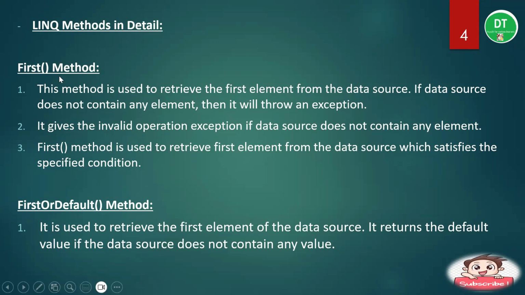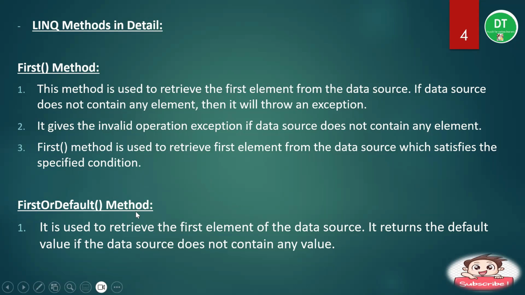So this First method will give invalid operation exception if there are no items present in the collection or the data source. First method is used to retrieve first element from the data source which satisfies the specified condition. So we can fetch only a first element without any condition and with the condition as well. Suppose we want to get the element which is having department ID equals to 1. So suppose the data source is having two such type of elements. So out of the two, it will retrieve the first one element.